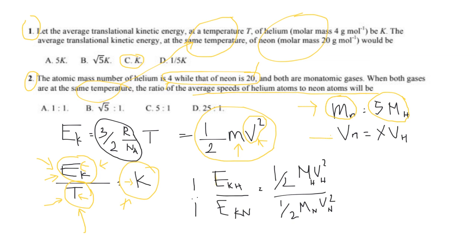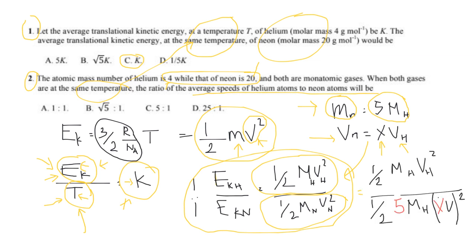The velocity ratio, we don't know what it is. So I'm leaving it like an X. The velocity of the neon is going to be X times the velocity of the helium. And we'll plug that into our main equation here, which should give us ultimately 1 to 1. The ratio of the kinetic energy of helium over the kinetic energy of neon. Now what I'm going to do is substitute these values in.